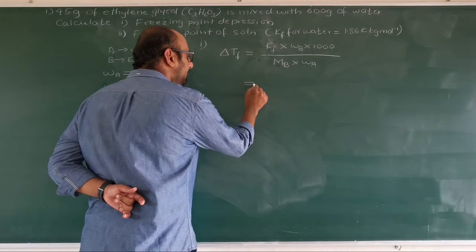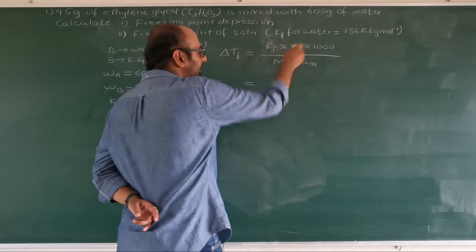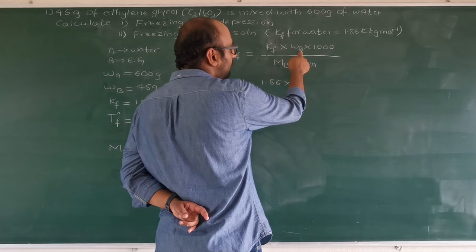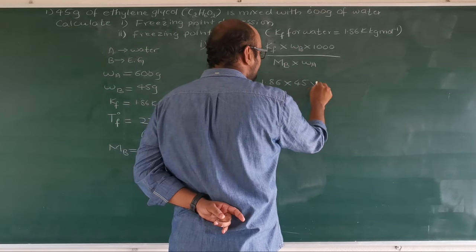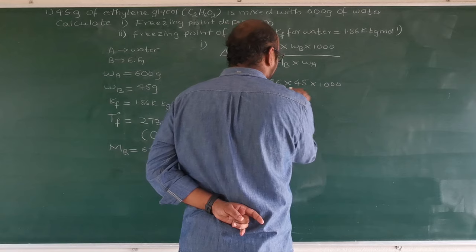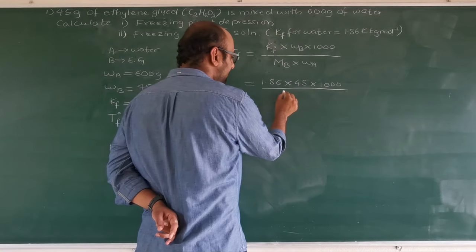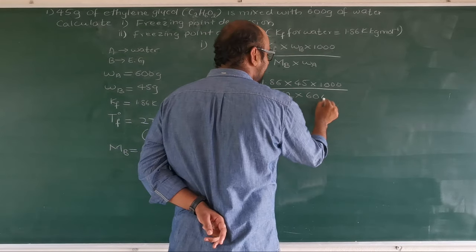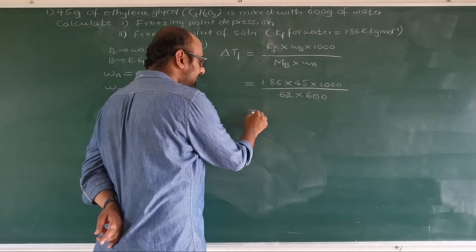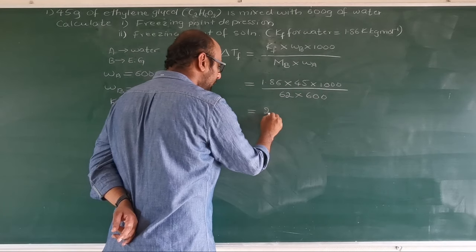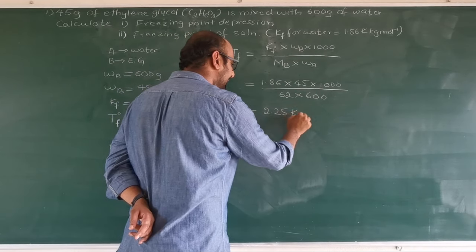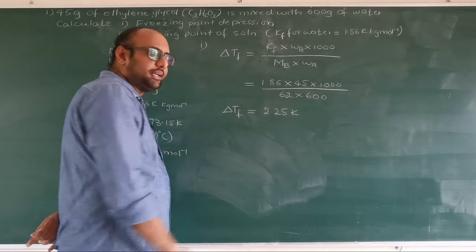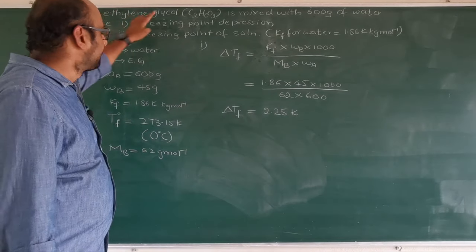So delta TF will be equal to, what is KF? KF is 1.86 into, what is WB, mass of solute, 45 grams into 1000 divided by, what is MB? Just now you calculated 62. What is WA? It is 600. Now when you do this calculation, you will get a value 2.25 Kelvin. That is nothing but depression in freezing point, delta TF. That is the answer for the first one.